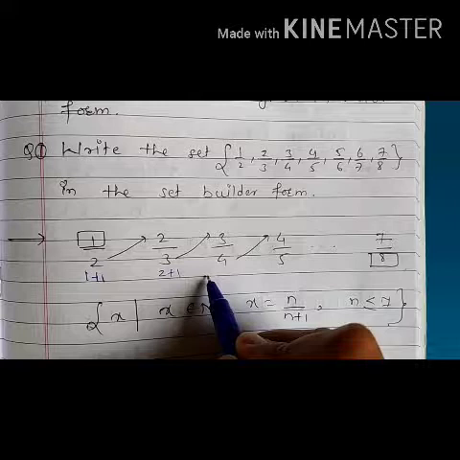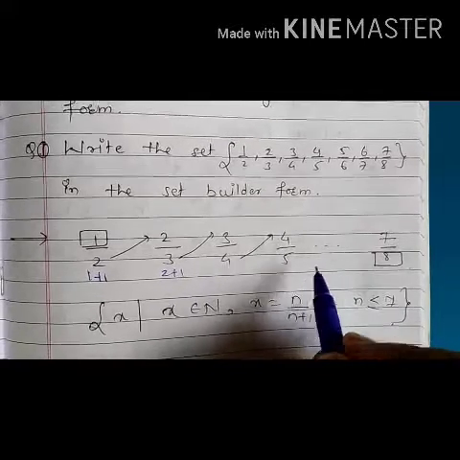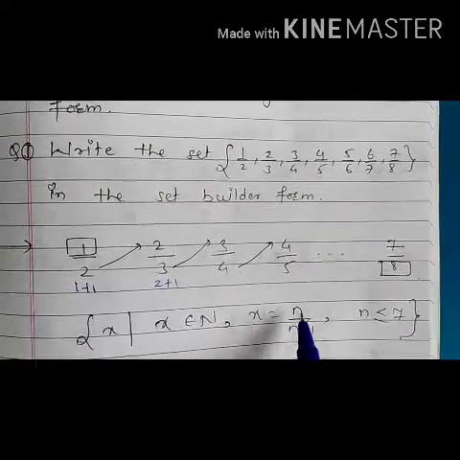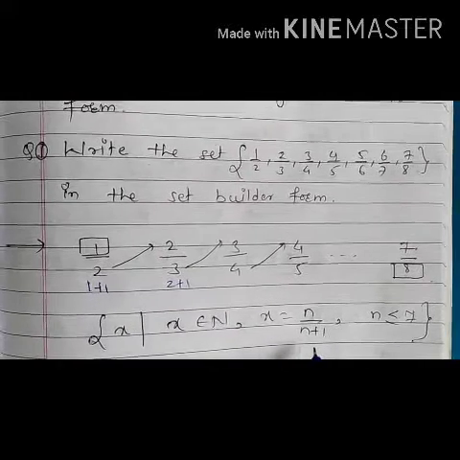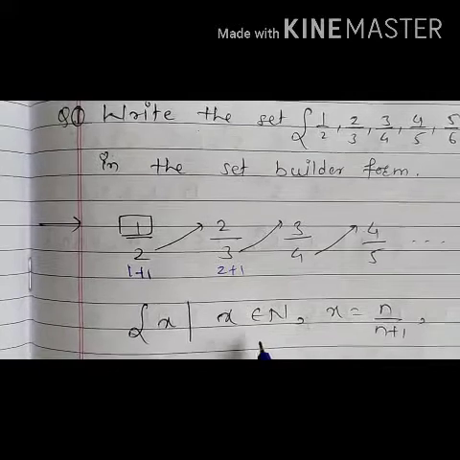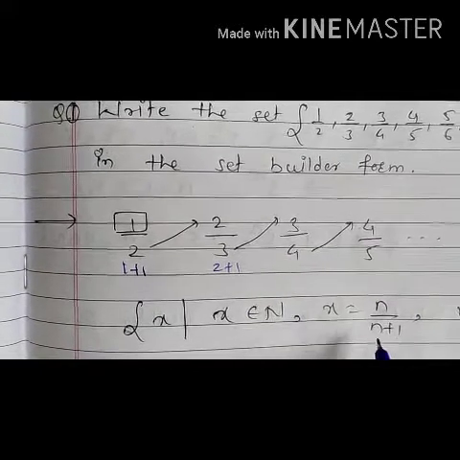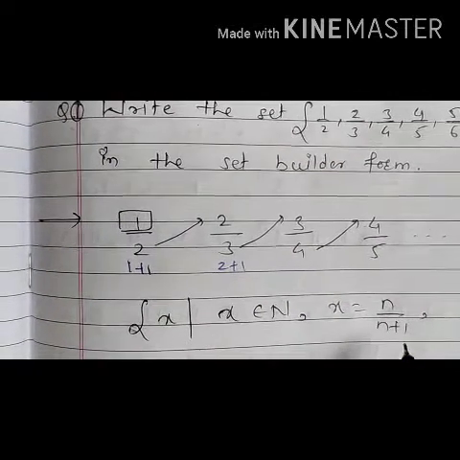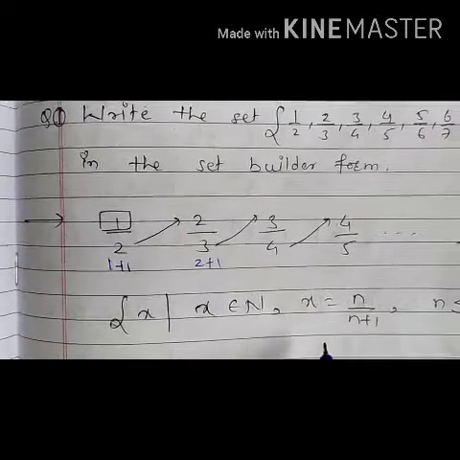Okay, 4 as 3 plus 1, 5 as 4 plus 1. So we can have x as n upon n plus 1. Is it clear? Now we can write this as a set of x such that x belongs to N and x equals n upon n plus 1. Now this set will be an infinite set. We have to stop this set.